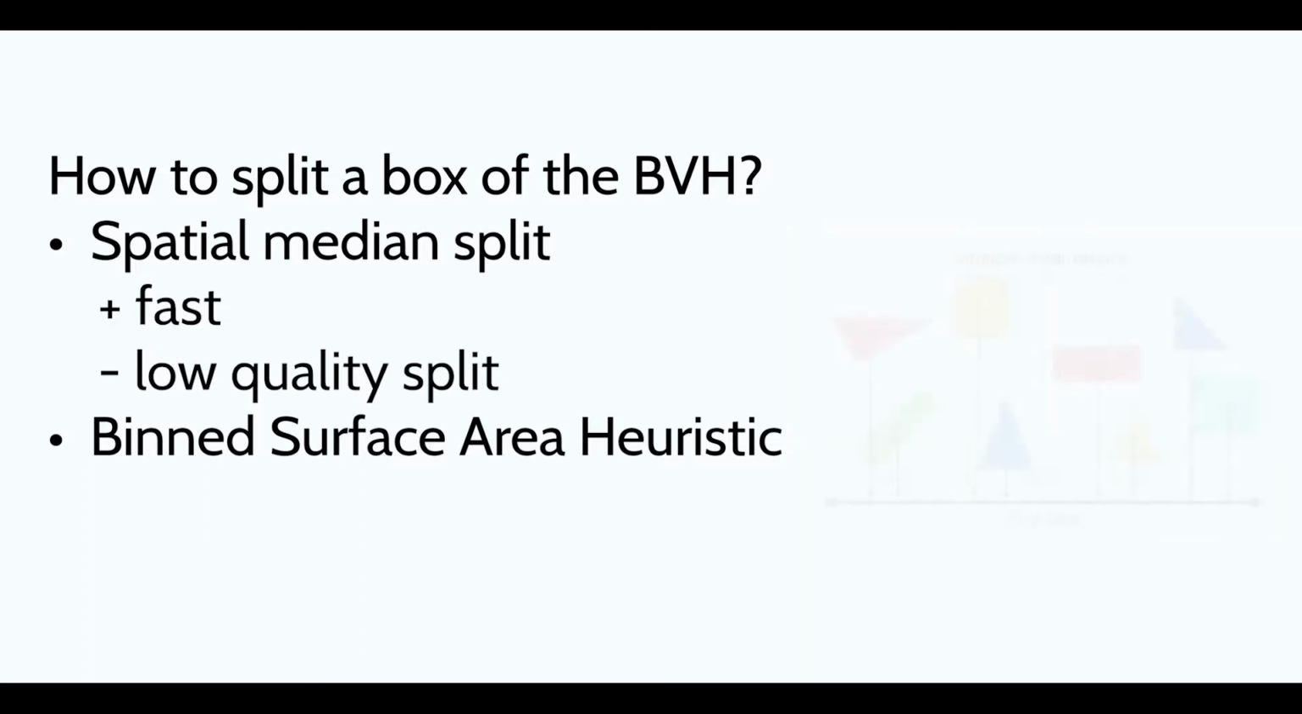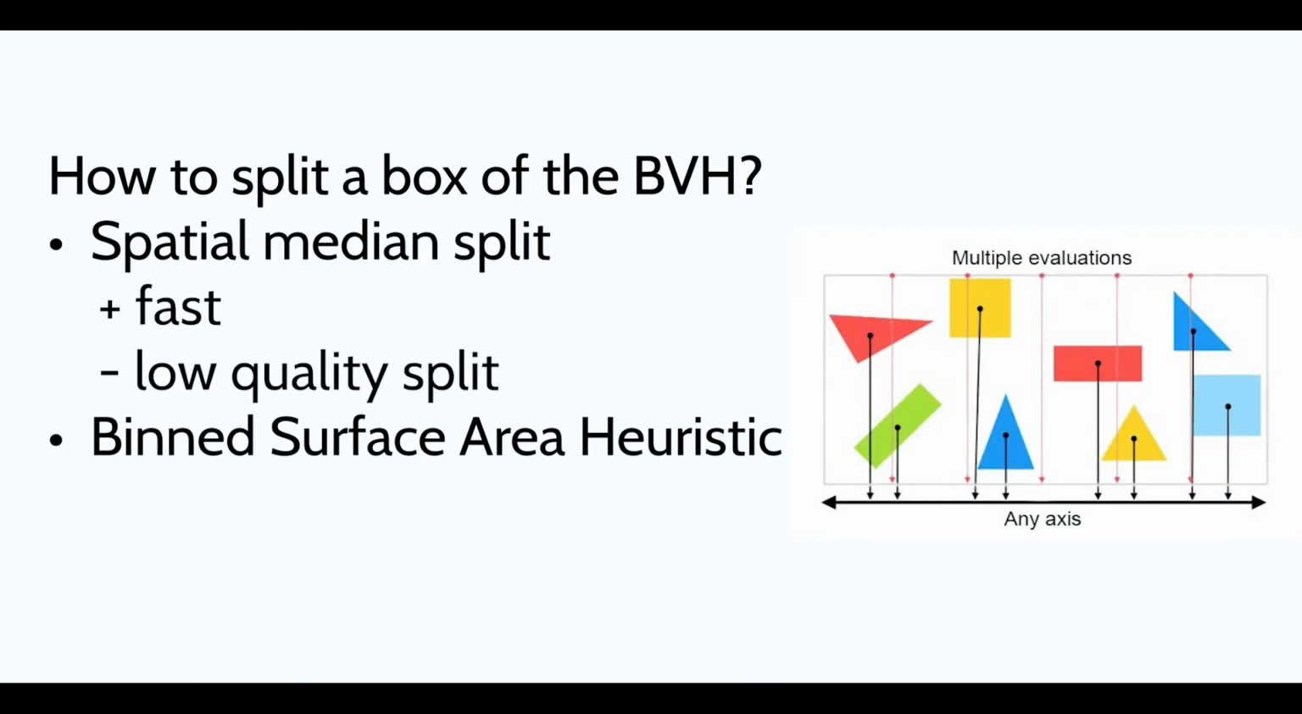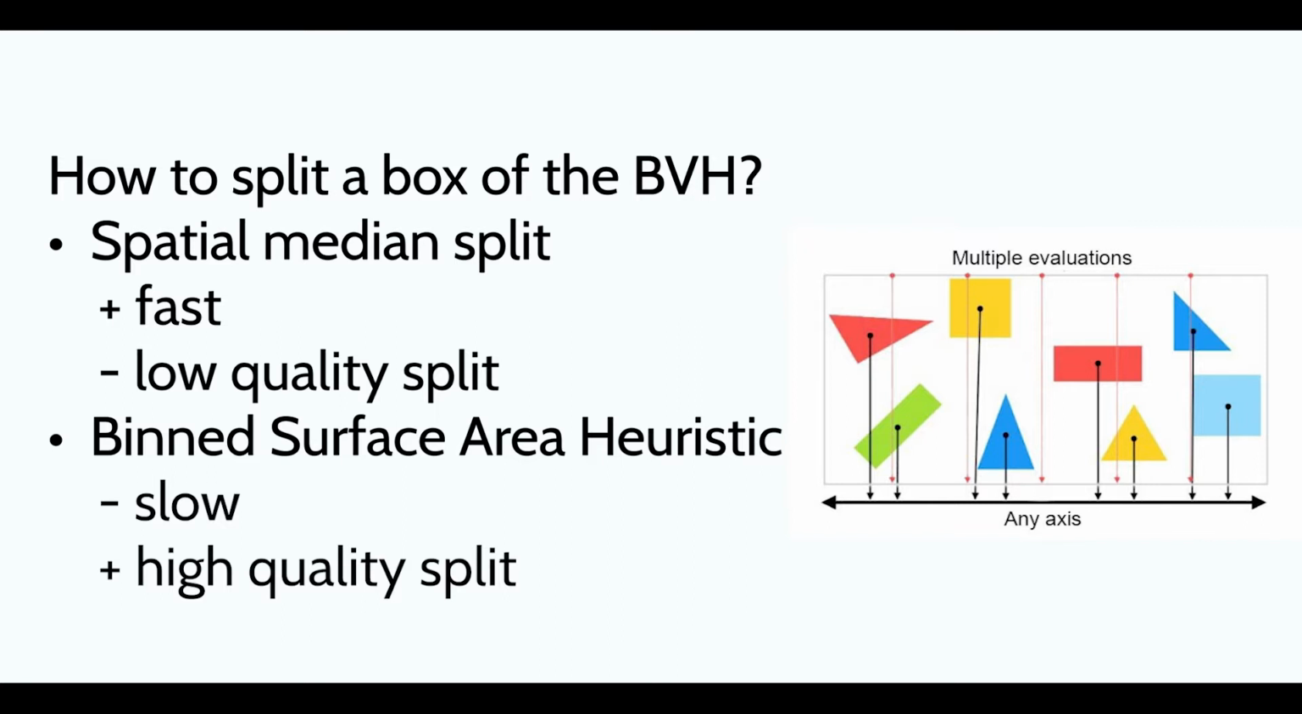A better method would be to use the bin surface area heuristic. With this method, we evaluate for different positions how putting the split plane there would reduce the number of intersections, and then we choose the position that reduces the number of intersections the most. This works great, and we refer to this as a high-quality split. It does, however, take more time because of all these evaluations we need to do. Either way, the bounding volume hierarchy that we create will greatly speed up ray tracing compared to naively testing each ray against each object.